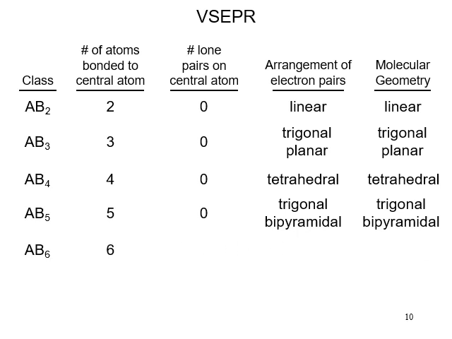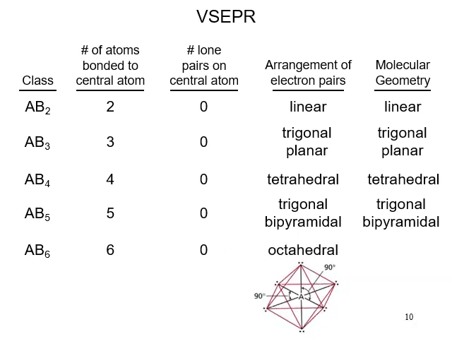AB6, six atoms bonded to the central atom, 0 lone pairs. The arrangement for this is called octahedral. If you take a peek at this structure, the reason it's called octahedral is because all the angles between them are 90 degrees. As well, if you colored this in, you would see that this shape here is called an octahedron. The octa comes from 8, which means 8 faces.